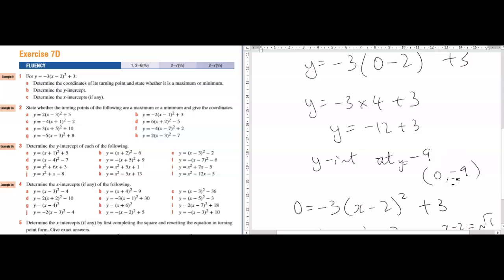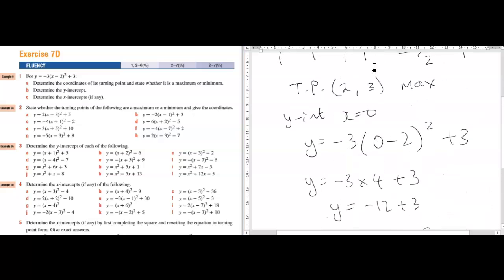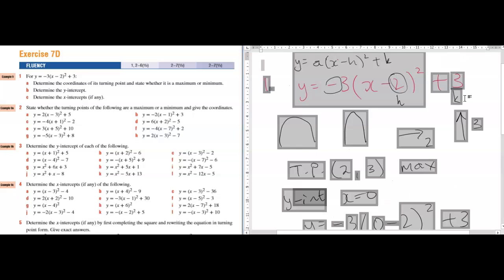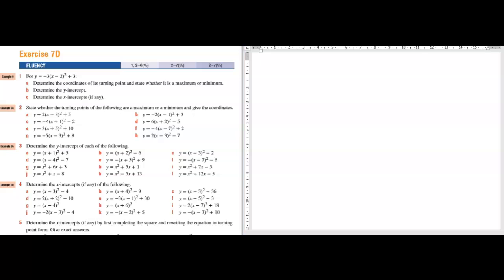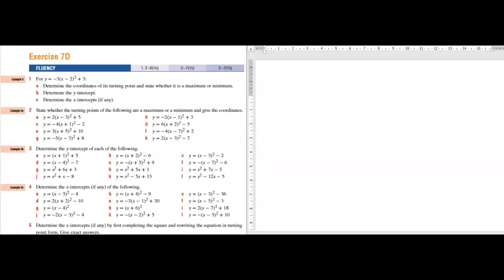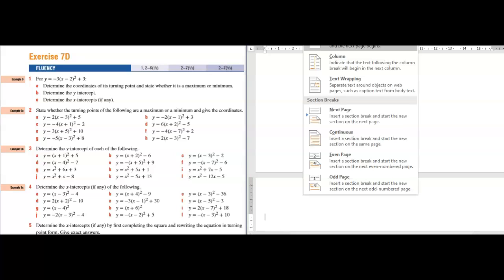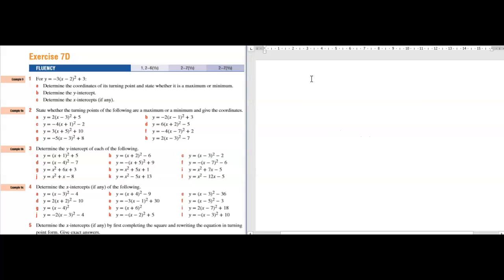Yeah, there's your y-intercept, and we had our turning point before. All right, let's clear all that. Okay, so Word just wanted to die on me, so I'll just start again. It's a good thing I wasn't doing anything too important.